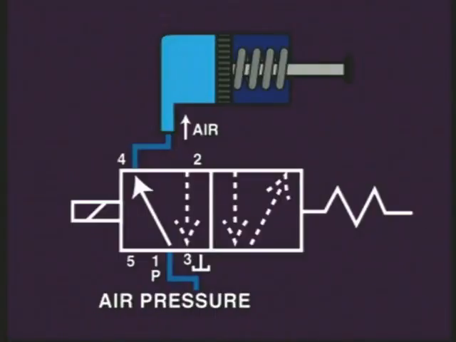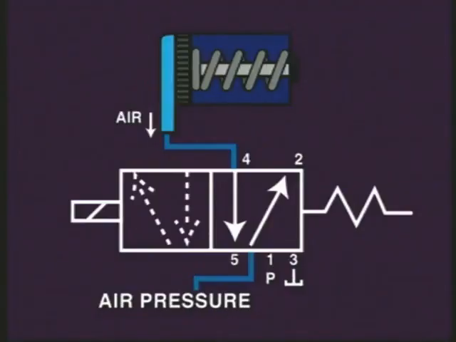When the solenoid is turned off again, the valve redirects the air inside the cylinder to port 5, and the spring pushes the piston back where the air goes to the exhaust, thus returning the pushing arm. There are three flow directions, one for each way.